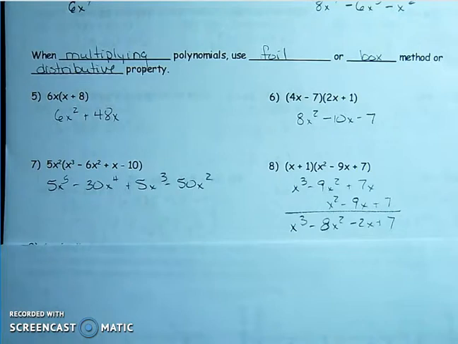6 and 7, you can FOIL number 6. However, you cannot FOIL number 8 because x squared minus 9x plus 7 is more than 2 terms. So on that one, I did the distributive property, but you are more than welcome to box it. If you have any questions on 5 through 8, please ask Miss Lewis now.